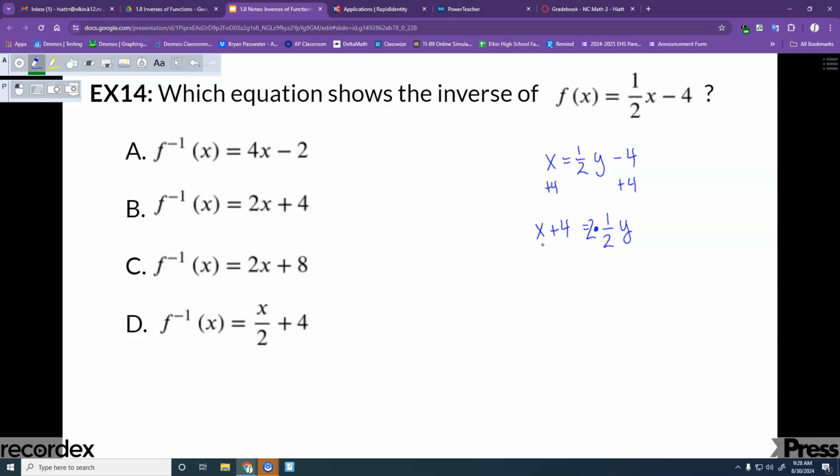2 times 1/2 is 1. Goes away, right? And then I'd have to multiply by 2 over here, but I have to put parentheses around this, okay? I have to multiply that whole side by 2, not just the x. So, what do I have to do with that 2? I've got to distribute, and I'll get 2x plus 8 equals y, so C would be my answer.